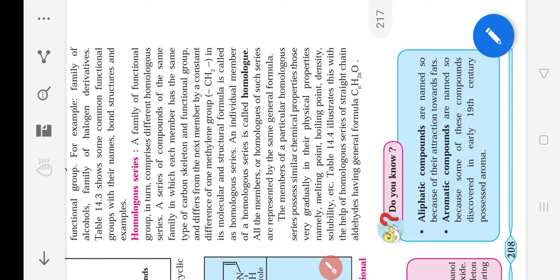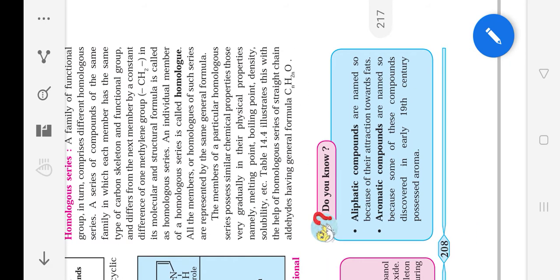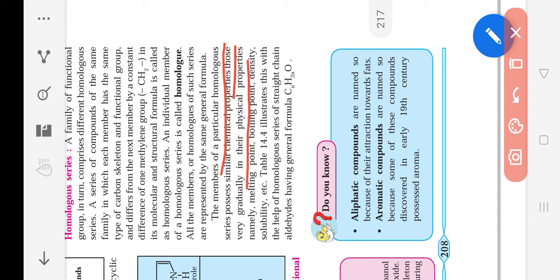Okay, so the members of a particular homologous series possess similar chemical properties, just as I said, and they vary gradually in their physical properties. Look at their physical properties, like melting point, boiling point, density, solubility. These are all physical properties. It has been explained in table number 14.4.